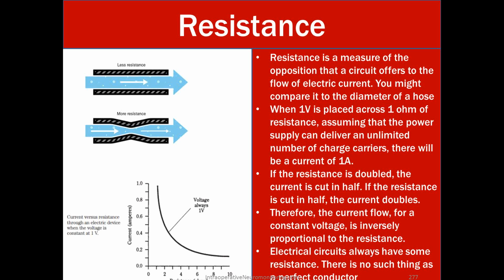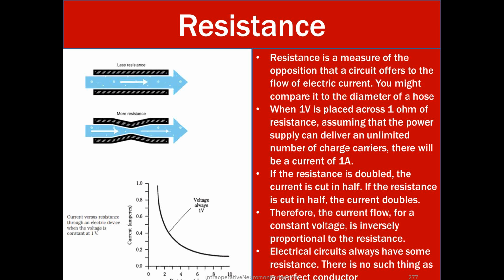When 1 volt is placed across 1 ohm of resistance, assuming that the power supply can deliver an unlimited number of charge carriers, there will be a current of 1 ampere. If the resistance is doubled, the current is cut in half. If the resistance is cut in half, the current doubles. Therefore, the current flow for a constant voltage is inversely proportional to the resistance.